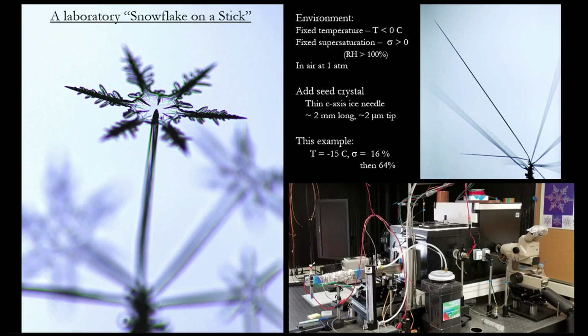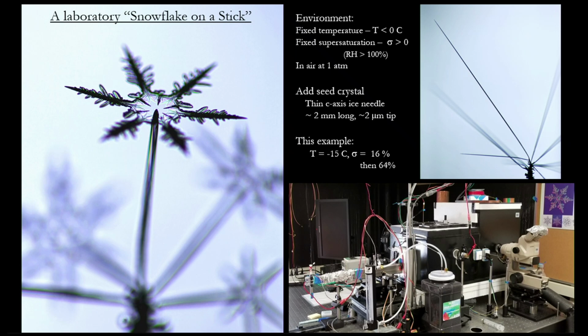Okay, so I want to start with an experiment just to get our head around the problem a little bit. This is what I call a snowflake on a stick. We're going to start with some environment. We have to recreate this in the lab. So I have a fixed temperature, below zero, of course, and a fixed supersaturation. And we have to create that in the lab. That's the tricky part, but we managed to do it. It's a non-equilibrium condition, of course.